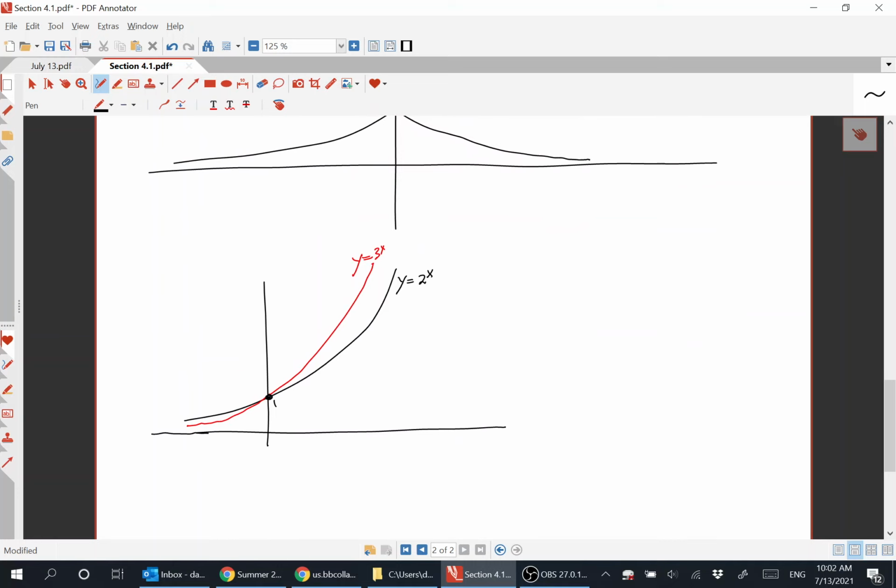And then if you vary the base, for different bases, like 2 to the x would look like this, and 3 to the x is just steeper, so to speak. The larger the base, the steeper the exponential function.